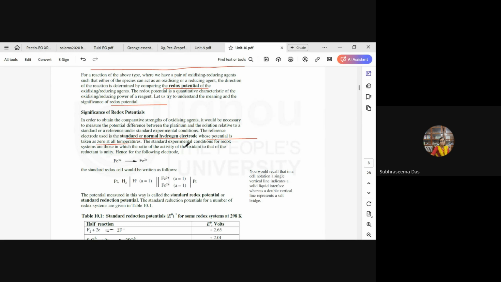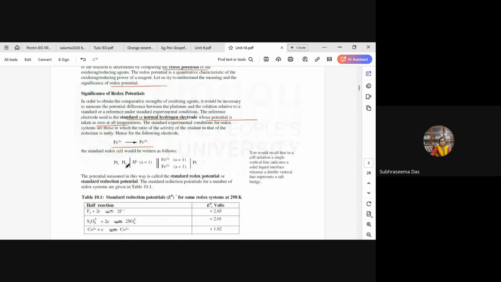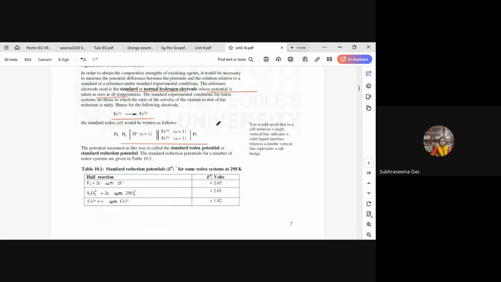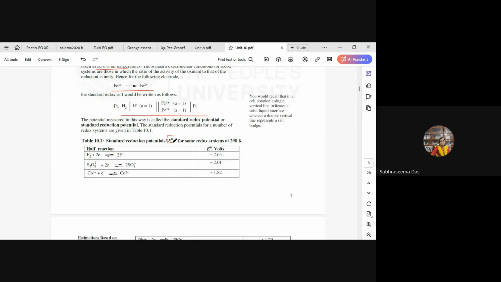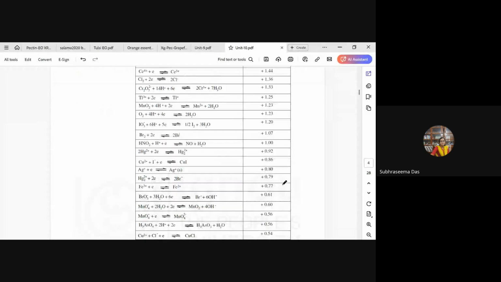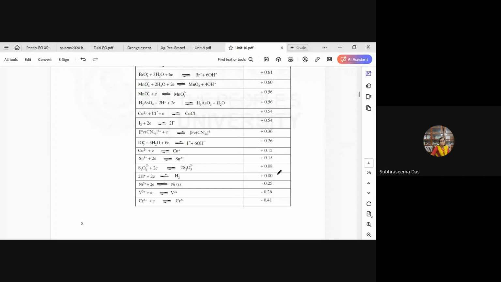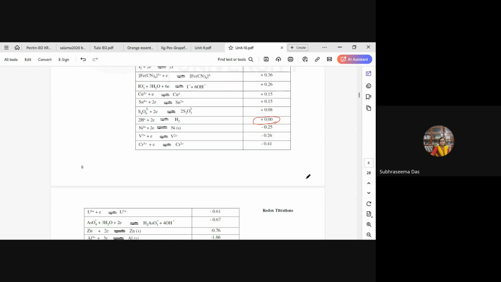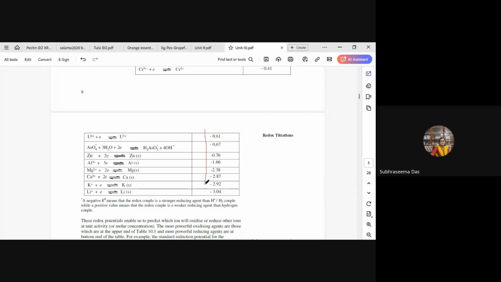For the electrode Fe3 plus to Fe2 plus, the standard redox cell reaction would be given in this form. The potential that is measured in this way is called the standard redox potential or standard reduction potential. Here are some of the standard reduction potentials, that is E0, at 298 K, given in table 10.1. When we look into table 10.1, we see that E0 is positive in some cases, and then it becomes 0 for hydrogen, and beyond hydrogen it is all negative in nature, as we can see.